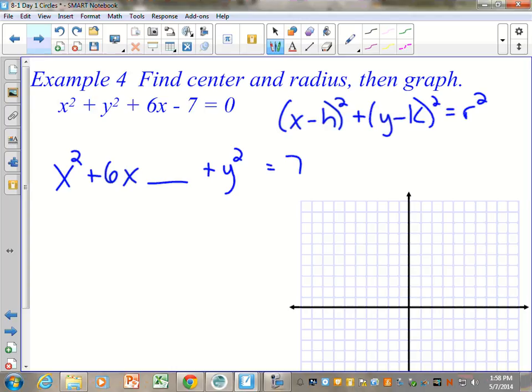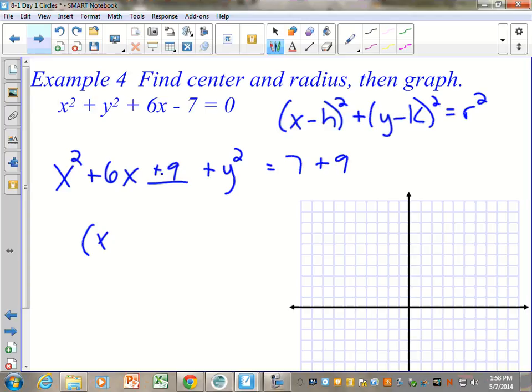So we talked about this in chapter 6, but I said you didn't have to do it. But if we were going to make this in standard form, we would complete the square where you take half of this number and you square it and you put it right here. So half of 6 is 3, and 3 squared is 9. And if I add 9 here, I have to add 9 to the other side to keep it balanced. That's the part that people forget.